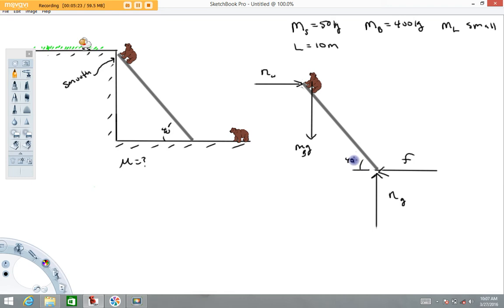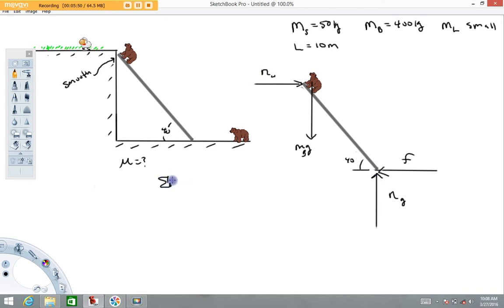Torque equations are nice in that if you're clever about where you choose your point, you can typically eliminate a couple of unknowns. Right here is the point we're going to want to choose. If we choose this point right here, both the frictional force and this normal force go right through that point. So they will not show up in that equation. We should be able to calculate that normal. So I'm going to go ahead and do that.